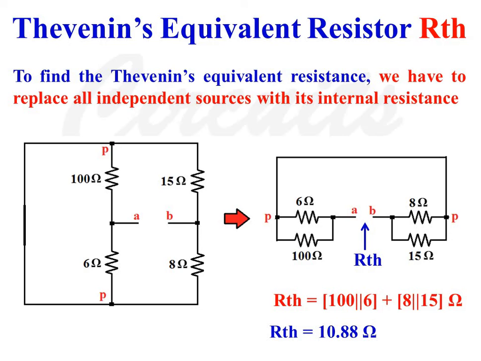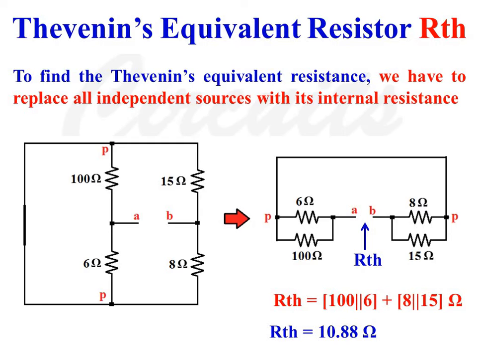To find Thevenin's equivalent resistance RTH, all independent sources in the given network must be replaced with its internal resistance. So here the voltage source is replaced with a short circuit.